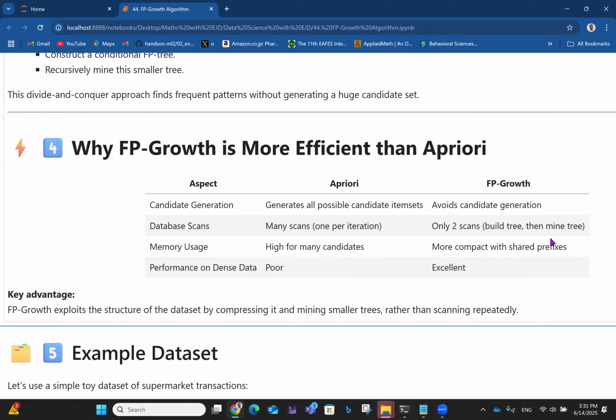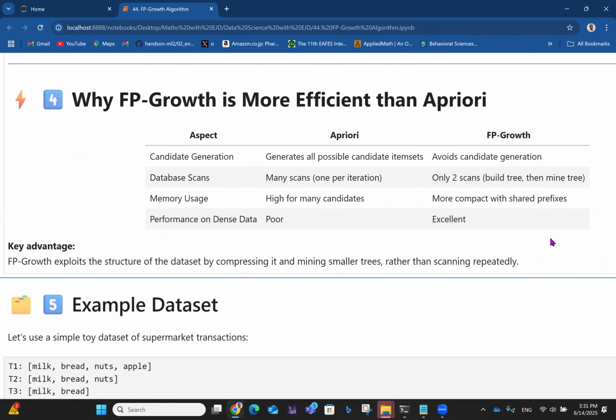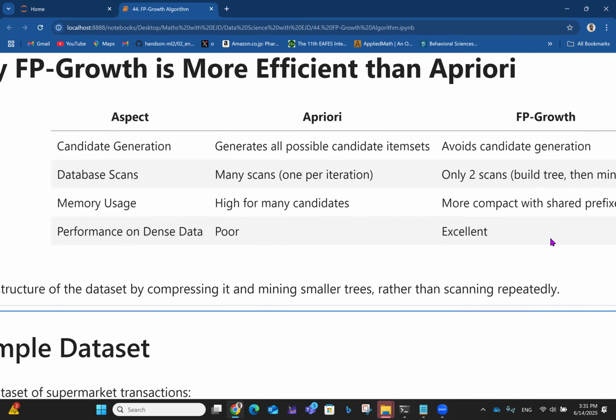So why is frequent pattern growth more efficient than a priori? Of course, talking about candidate generation, that's the major problem, right?